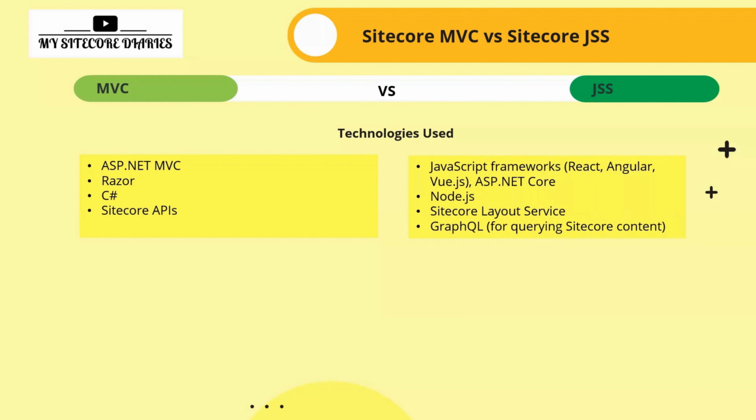Yeah, so typically in JSS, JavaScript frameworks are used: React, Angular, Vue, and apart from this, we have ASP.NET Core also. That is the front-end application. And from the Sitecore side, we require Sitecore layout service or GraphQL to fetch the content. And if you are using those JavaScript frameworks, we will require Node.js to run them at runtime. Okay, so it is completely different technologies in JSS and MVC. Yes.